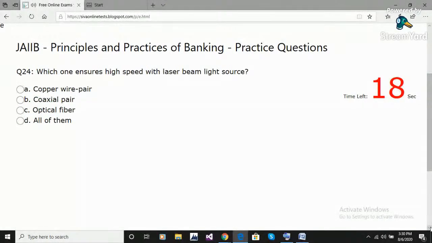Which one ensures high speed with laser beam light source? Option A. Copper wire pair. Option B. Coaxial pair. Option C. Optical fiber. Option D. All of them. Answer D. All of them.